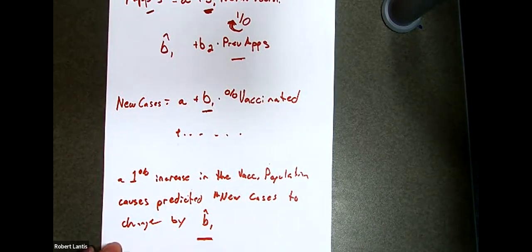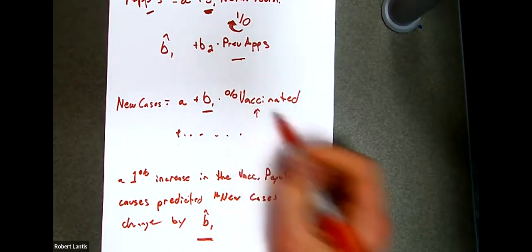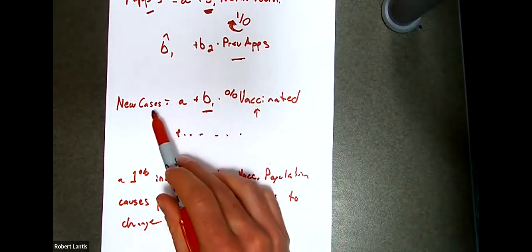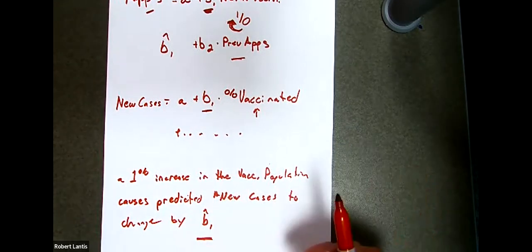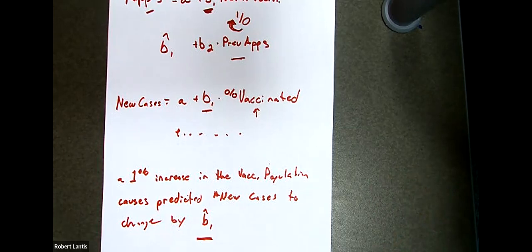Now, what do you think is probably the sign of this slope coefficient? If 1% more of the county is vaccinated, what would you expect to happen to the number of new cases? You expect it would be negative, right? So we're going to run this regression and see if that's true.